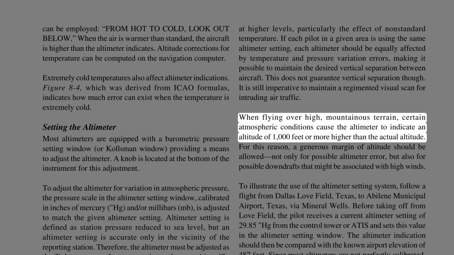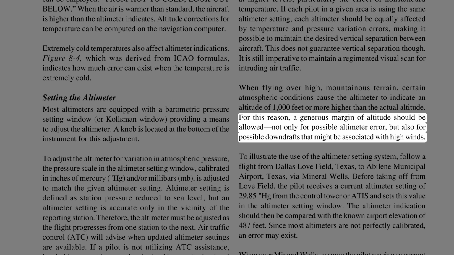When flying over high, mountainous terrain, certain atmospheric conditions cause the altimeter to indicate an altitude of 1,000 feet or more higher than the actual altitude. For this reason, a generous margin of altitude should be allowed, not only for possible altimeter error, but also for possible downdrafts that might be associated with high winds.